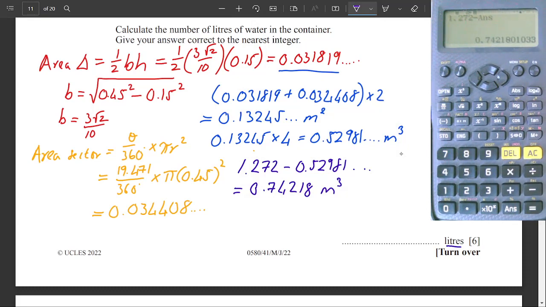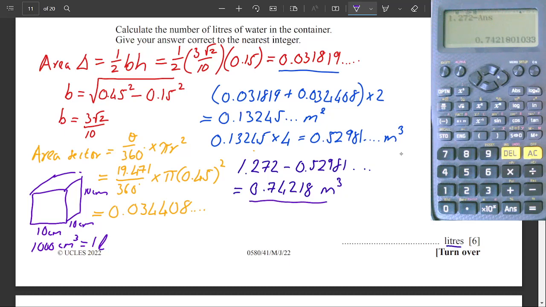How do we convert meters cubed to liters? So what I usually do, I just remember one thing. If you would take a cube, and this cube is 10 centimeters by 10 centimeters by 10 centimeters, which gives you 1,000 centimeters cubed. That equals 1 liter. 1,000 centimeters cubed equals 1 liter. Okay, so first of all, let's change our value here to centimeters cubed.